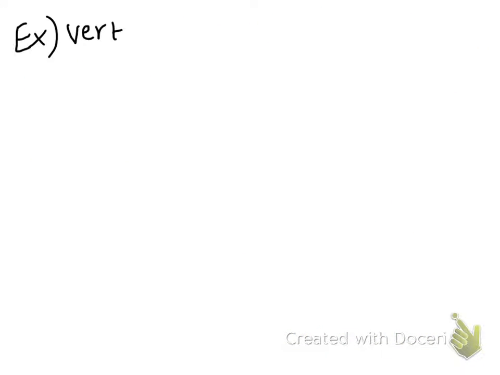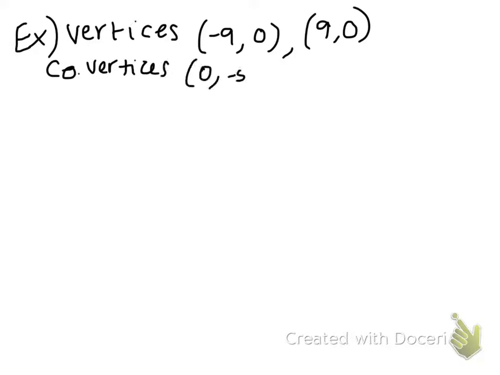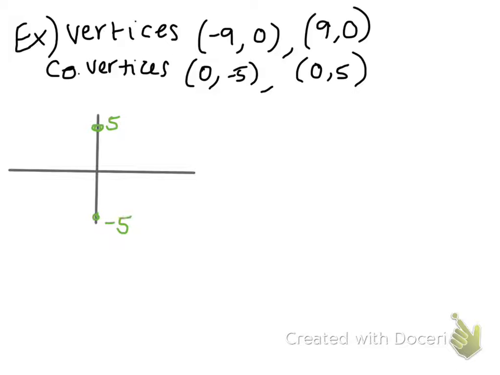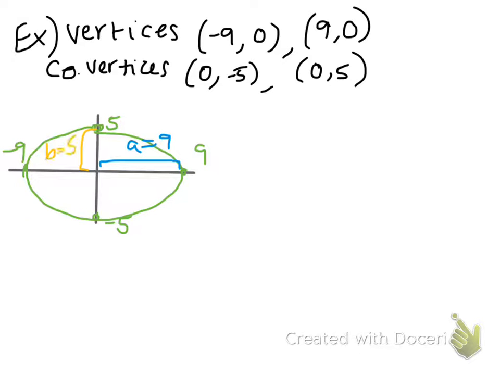So let's do an example. If I'm given vertices at -9, 0, and 9, 0, and covertices at 0, -5, and 0, 5, what is the equation of the ellipse? So here I'm just sketching my ellipse. Okay? So vertices are further out. Those are at 9 and -9 on the x-axis. Covertices are at 5 and -5. So looking at my picture, my A value is 9 because that's the distance from the center out to a vertex, and B is 5 because that's the center to the covertex.